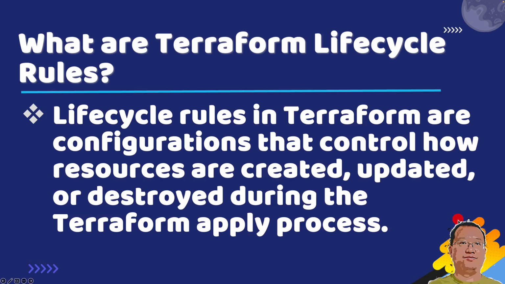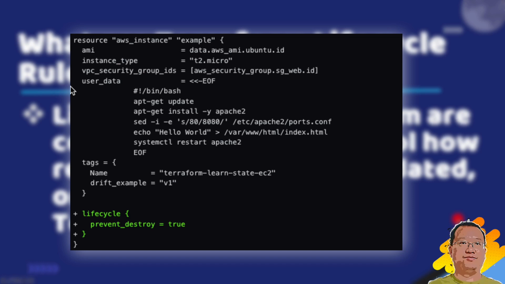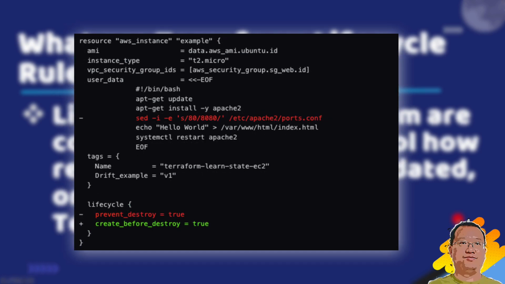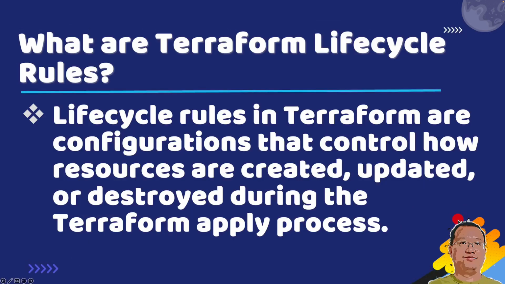First, understand what Terraform lifecycle rules are. In simple words, lifecycle rules are settings that control how Terraform handles resources. For example, they can prevent a resource from being accidentally deleted, or they can ensure a new resource is created before the old one is destroyed. Those rules are useful in real-world corner cases.